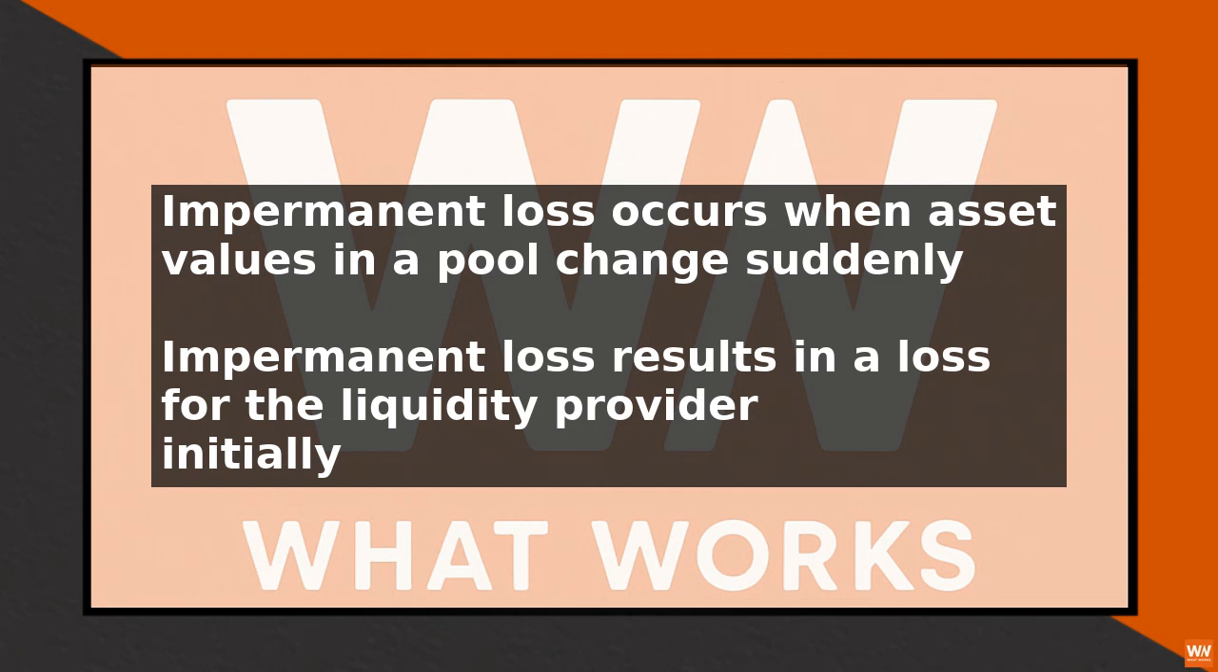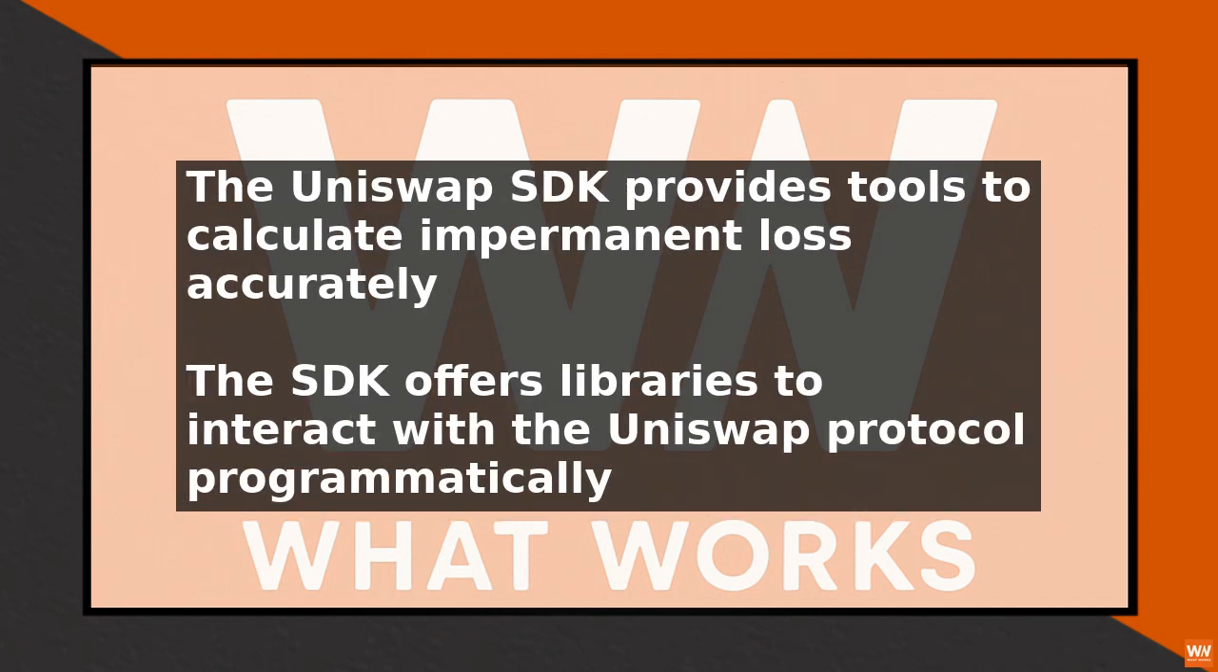To use the Uniswap SDK, you will need to install it in your project. The SDK provides a set of tools and libraries that allow you to interact with the Uniswap protocol programmatically. Once installed, you can use the SDK to calculate the impermanent loss for a given liquidity pool. The SDK provides a function to calculate the impermanent loss based on the current prices of the assets in the pool and the amount of liquidity provided. You can use this function to determine the potential loss before providing liquidity to a pool.